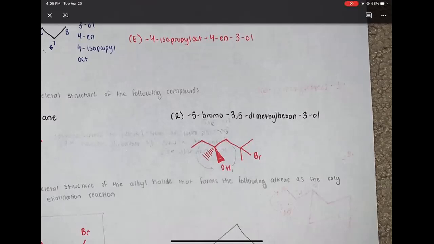We have our hexane, and then 5 bromo, because 1 down is 5, and then 5 methyl as well. And then doing that 1, 2, and 3, oxygen is going to be 1. That carbon up there is going to be 2. The carbon to the left is going to be 3. And then that other methyl is going to be 4. So then if we were going this way, that is an S.